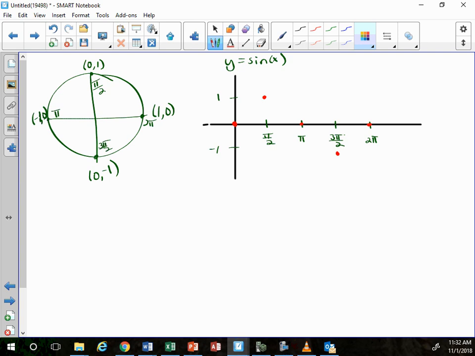So think about how we're going to connect these. I could certainly plot some more points along here, but they're kind of ugly to plot. So let's think about the shape. This is a curve along my circle, right? So what do you think the shape is going to be here? A curve, yeah, not a straight line. These graphs are not sharp and angular.